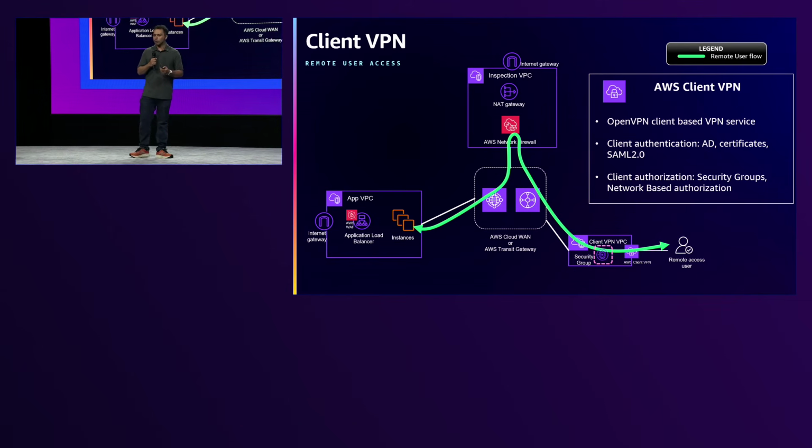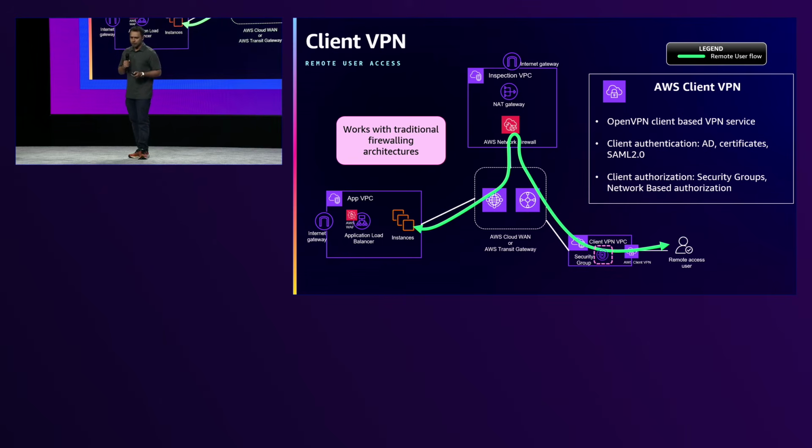So again, network-based authorization. The pro tip here is your Client VPN-based deployment would work well with your traditional firewalling architectures. Why? Because the Client VPN gives you a VPN endpoint inside of a VPC. You can attach that VPC with your Cloud WAN or Transit Gateway. Once you have that attachment, you can use routes and routing tables to punt traffic through a firewall.